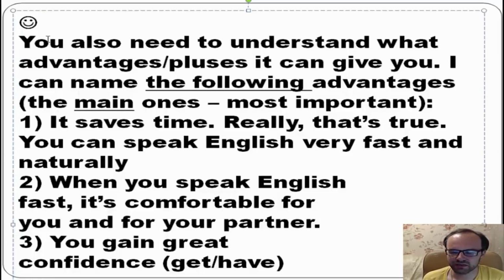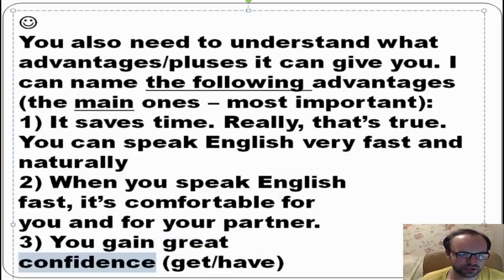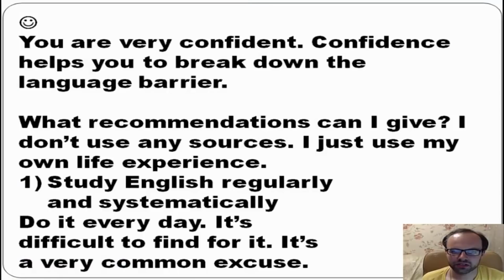So it's a new level. It's a very big step forward, and it helps you to have this confidence. What is confidence? It means that you are sure that your English is good, you believe in yourself, so it's a very positive feeling.